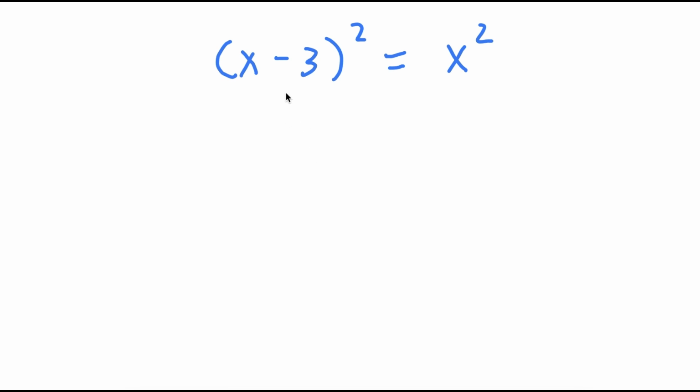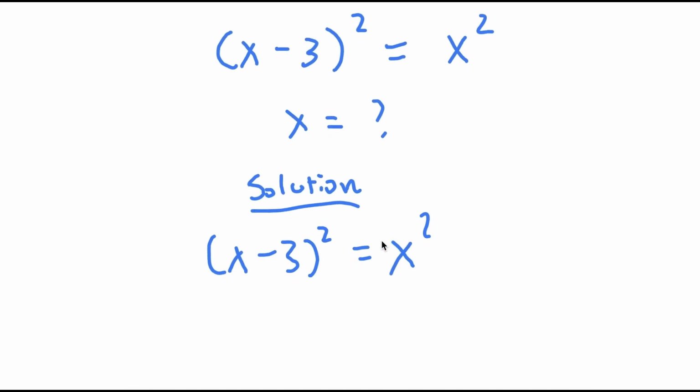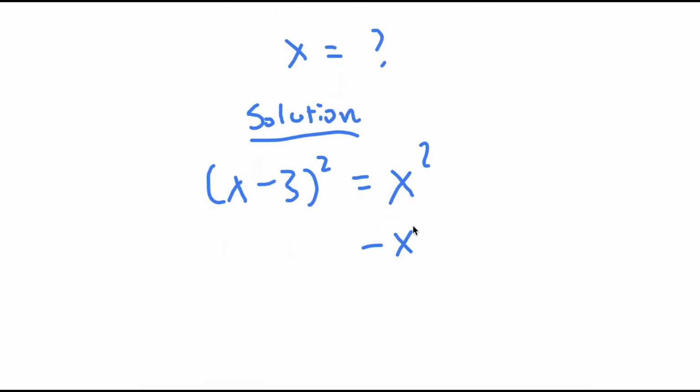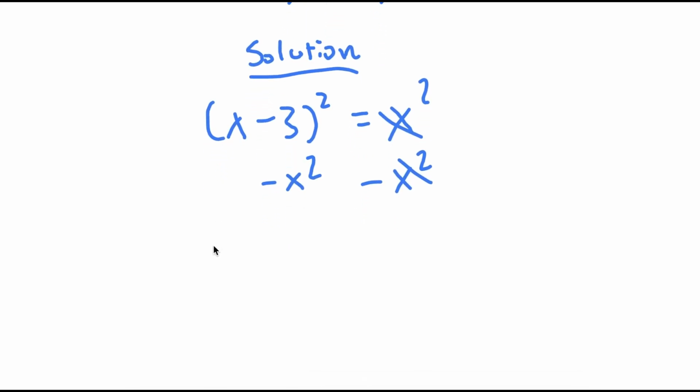Alright, so in this problem I have (x - 3)² = x². To solve this, I want to find the value of x. So for my solution, first start with (x - 3)² = x². Then I'm going to subtract x² on both sides. So now I have (x - 3)² - x² = 0.